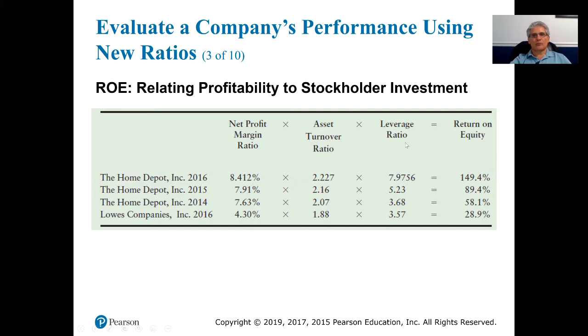The leverage ratio, 3.57 at Lowe's, and this seems to be going up as well, 7.9756. The leverage ratio is a good thing as it improves or goes higher. And then the return on equity, and this definitely shows how Home Depot has been increasing over the years and definitely better than Lowe's in 2016.